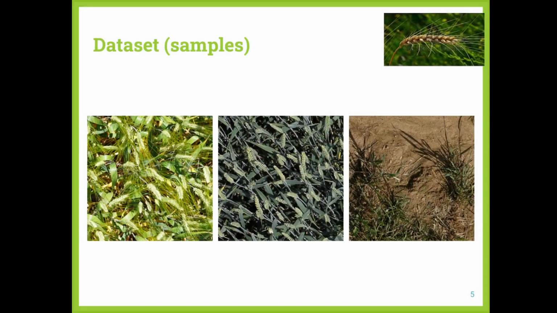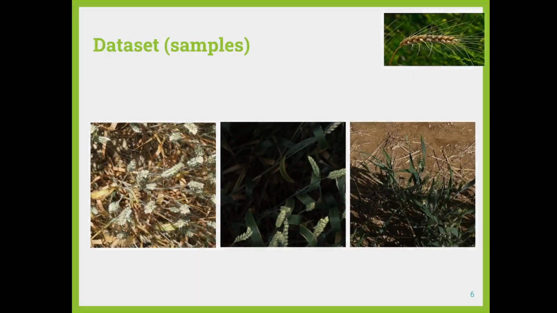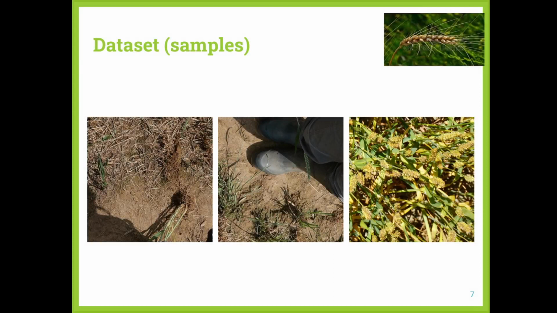This is an example of samples from this dataset, and you can see there is variety in the images, in the background, in the lighting, and in the maturity status itself. Also, the image in the middle has an irrelevant object, the man standing here, and some of these images don't include any wheat at all.